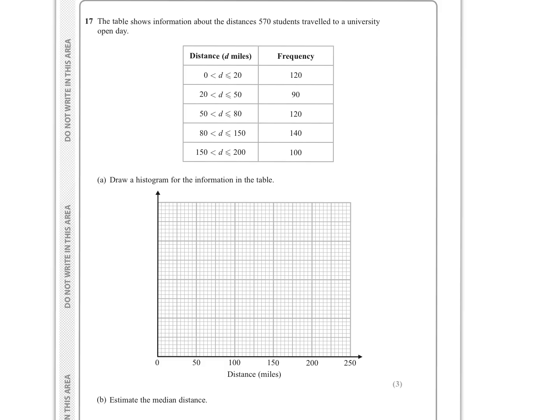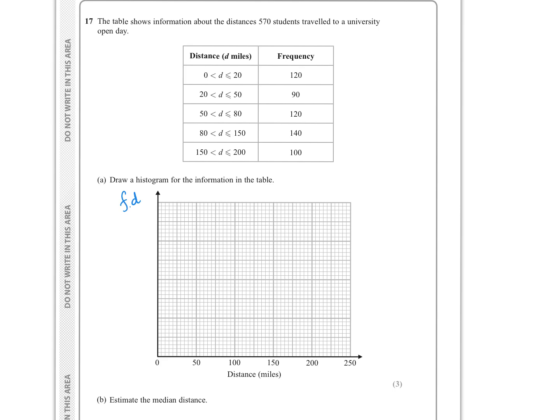Question 17. The table shows information about the distances 570 students travelled to a university open day. So what we're going to do is, from that information, we've got to draw a histogram. Okay, so the first thing is we don't know what this axis is going up in. Now, you should know that it's the frequency density, so we'll label that FD.